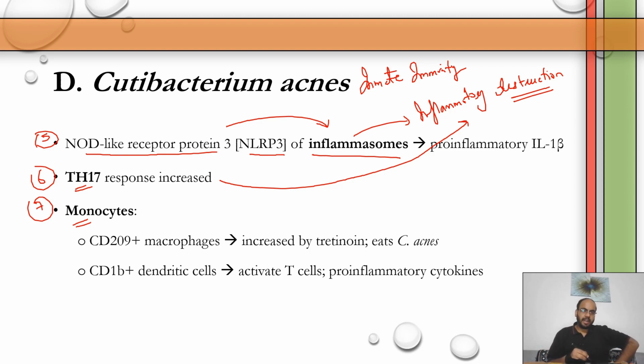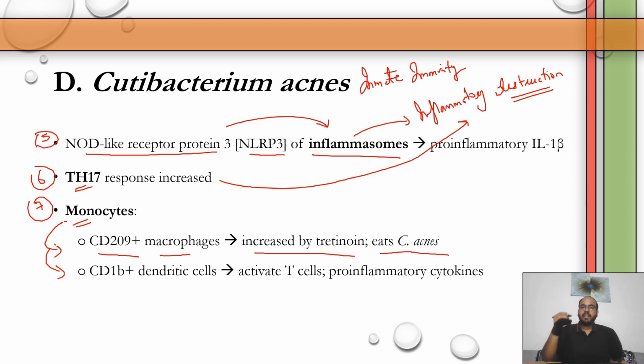So when that system is activated under the influence of C. acnes, monocytes get modified to one of these two kinds of macrophages. One is CD209 plus macrophages. Those macrophages can be increased by retinoid and they phagocytose C. acnes. So what happens is the cells of innate immunity will come to the site of acne. They will recognize C. acnes and then they will modify themselves into CD209 plus macrophages and they will eat C. acnes. That's the normal response.